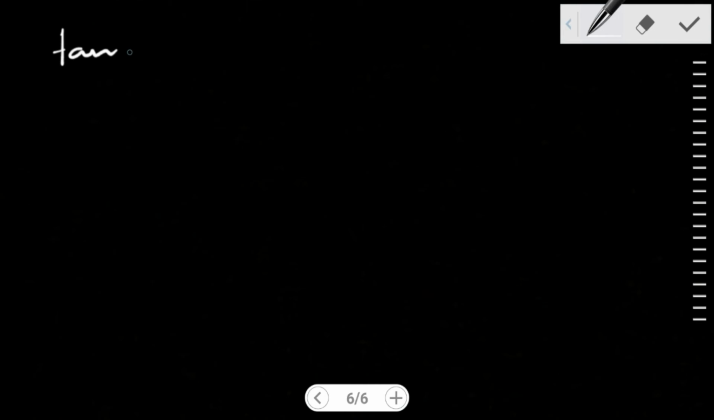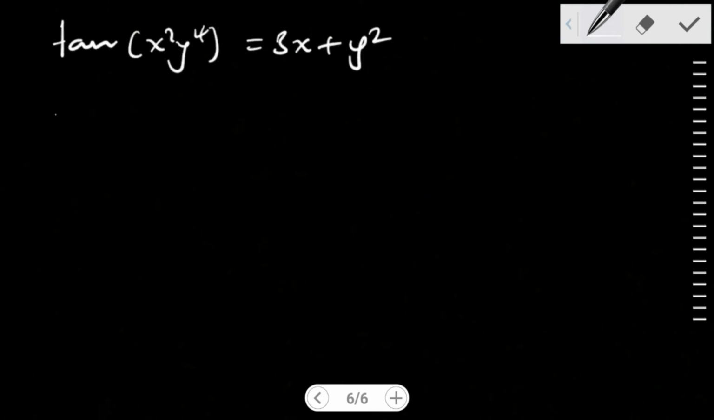Tan of x squared y to power 4 equals 3x plus y squared. And so this is going to be sec squared of x squared y to power 4.